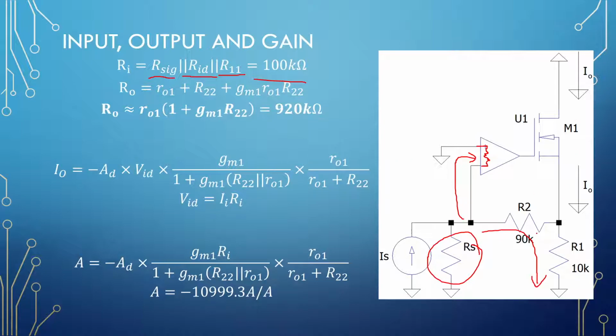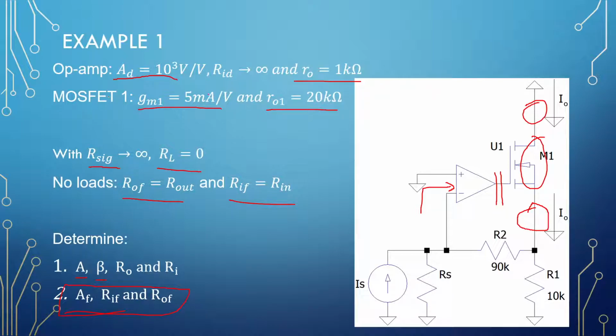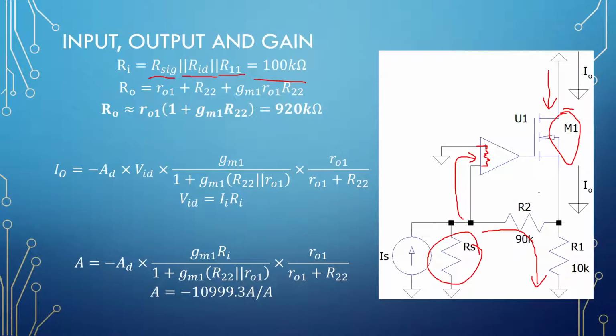On the output side of this amplifier, everything is in series, but there is a bit of a trick. We are viewing through a transistor from this side. So we are seeing R out 1 of this MOSFET right here. We are also seeing R22 in series with it.